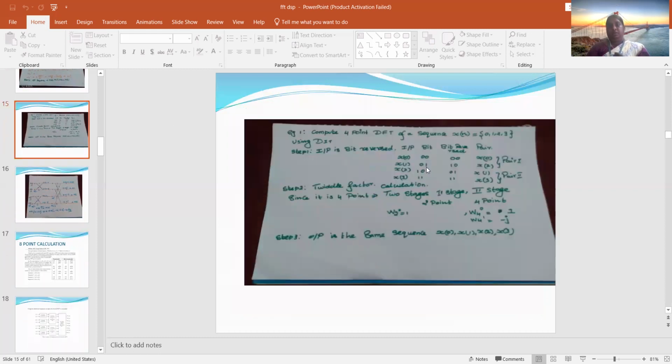So one example we are going to see: compute the 4-point DFT of the sequence x of n is 0, 1, 2, 3 by using what method? The DIT method, they have said. So in the DIT method, what is step 1? We have to do the bit reversal. Step 2, get the twiddle factors, and step 3, the output will be in the same sequence. So if I am doing the bit reversal, accordingly you will be getting the pairs. First is x of 0 and x of 2, and next is x of 1 and x of 3. And similarly, calculate the twiddle factors. The two twiddle factors are 1 and minus j.